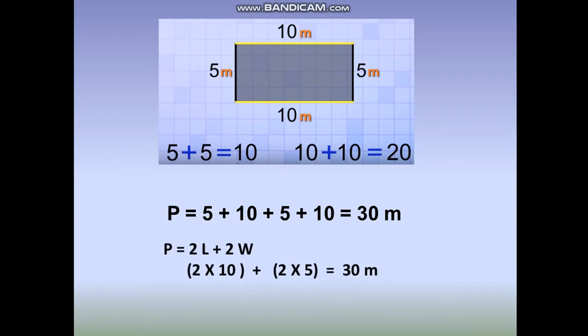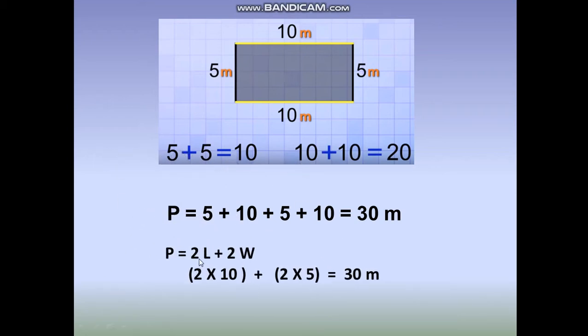We can use another formula. The perimeter equals 2L, which we represent by 2 lengths, plus 2W, as we have 2 widths. So 2 times 10, 10 here as a length, equals 20, plus 2 times 5, 5 here represents the width, equals 10. So 20 plus 10 equals 30 meters.